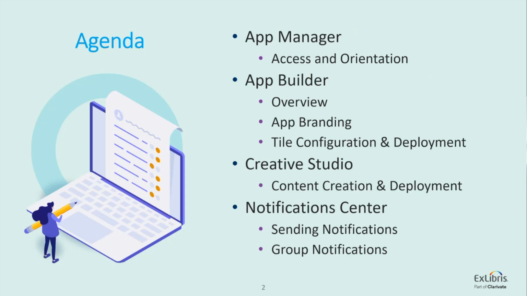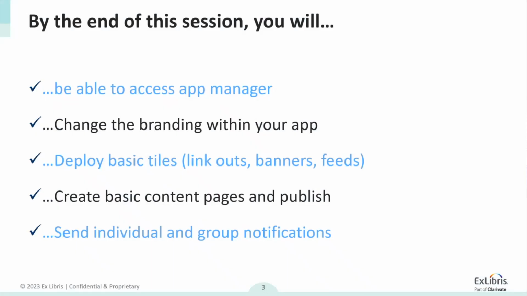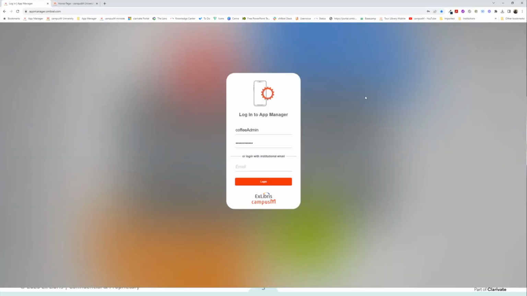So my aim is by the end of the session today, you should be able to access App Manager and find your way around App Manager. Look at some of the branding within App Builder, changing color schemes, deploying basic tiles, banners and feeds and link outs. Then we'll look at you being able to create basic content and publishing those to your end users. And then finally, by the end of the session, you should be more than competent in terms of sending individual and group notifications.